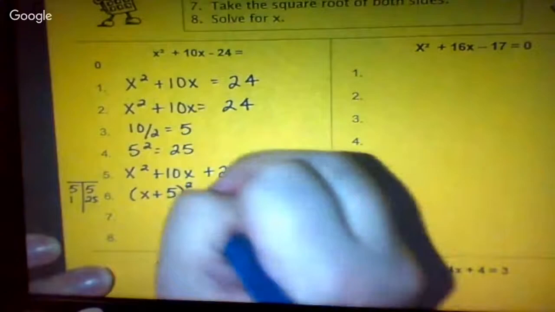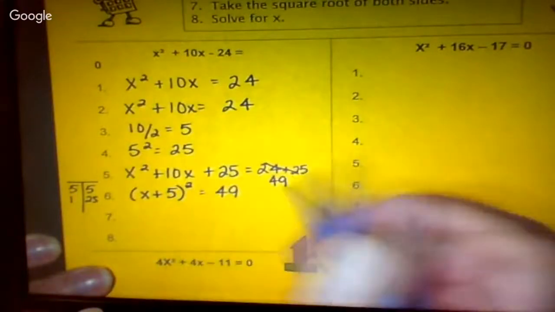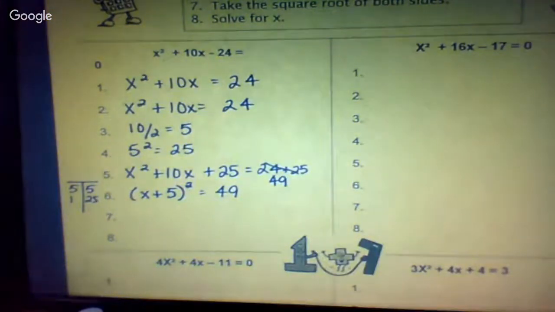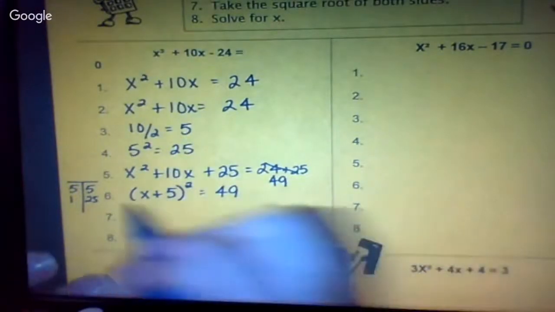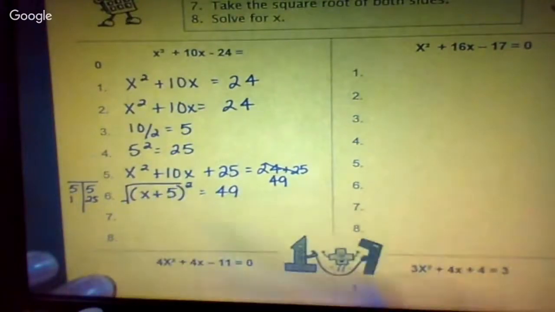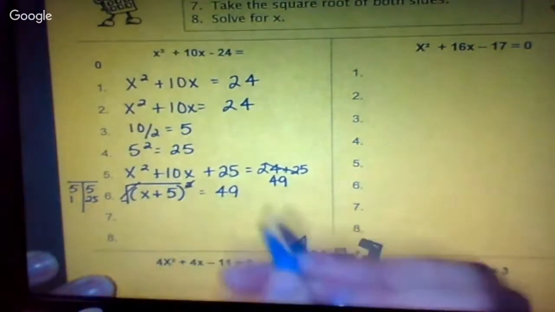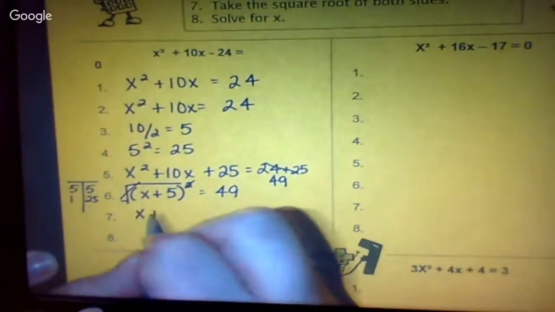That equals 49. Okay, don't lose your right-hand side. We now need to take the square root of both sides. So watch what happens. You're going to square root this side, and the square root and your square cancel, and all you're left with is x plus 5.